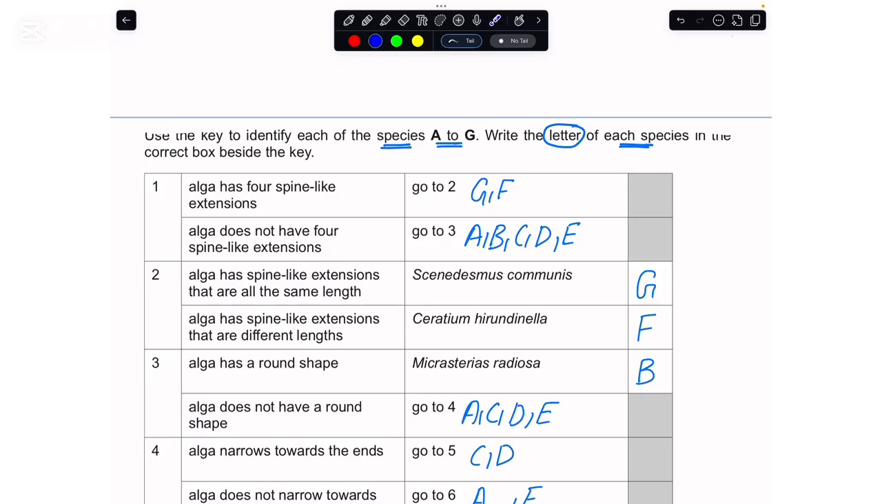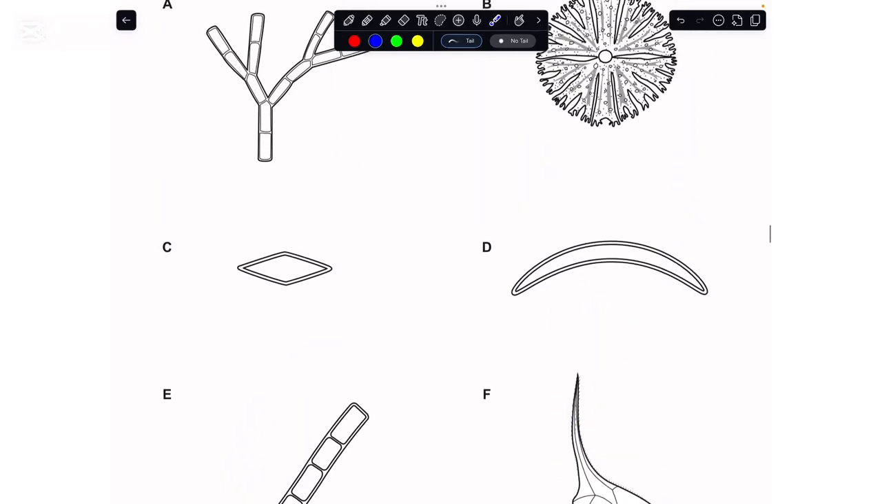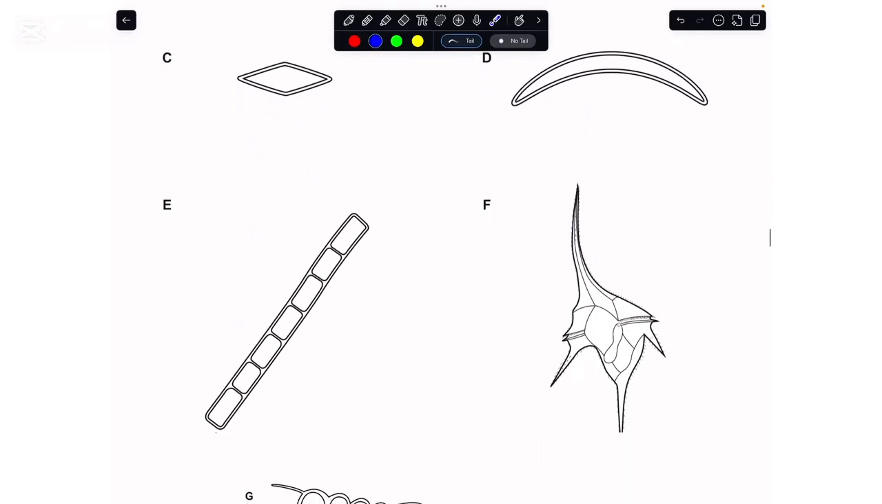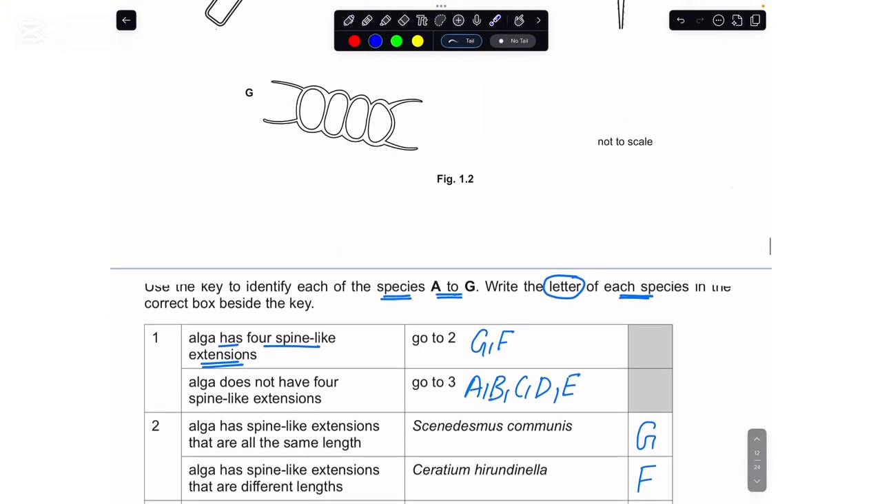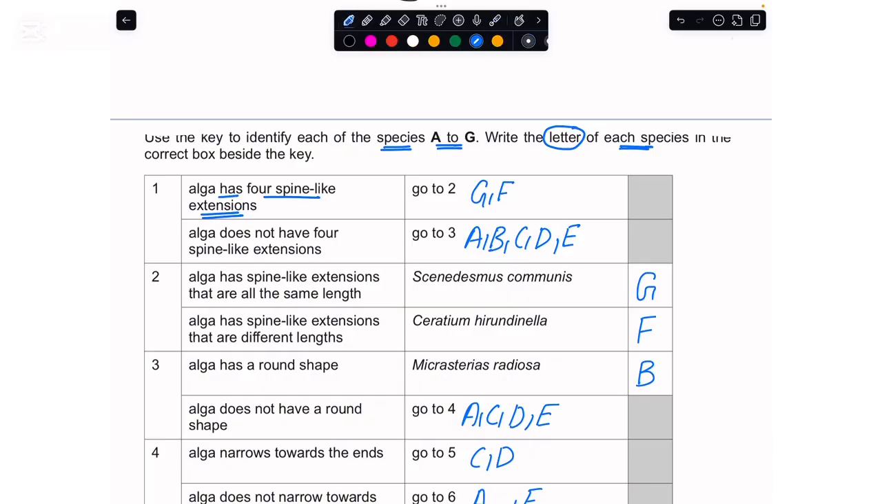So the protocol is the same. They say the algae has 4 spine-like extensions. Moving here, 4 spine-like extensions are there in the algae F and the algae G, and the rest of the algae, A, B, C, D, and E, have no spine-like structures in them. So for the part where they say the algae does not have 4 spine-like extensions, we would write the letters other than G and F: A, B, C, D, and E.